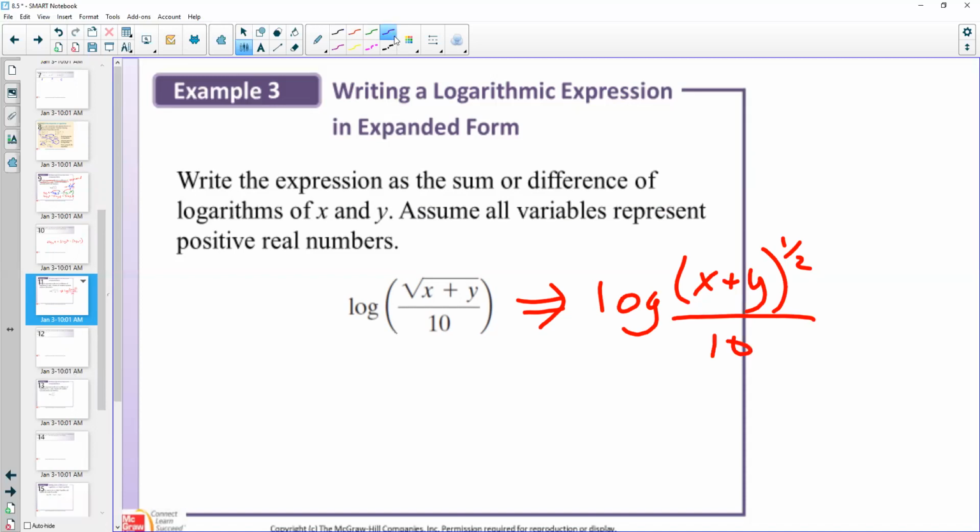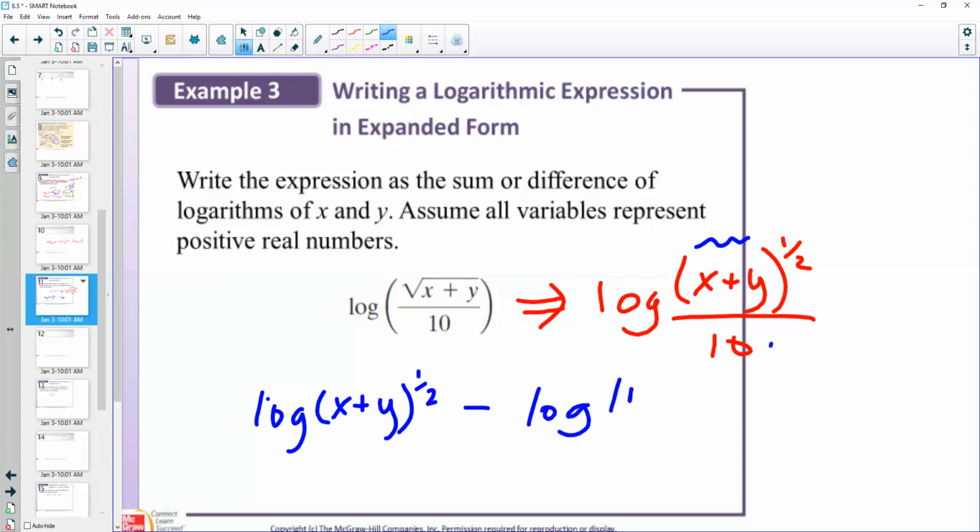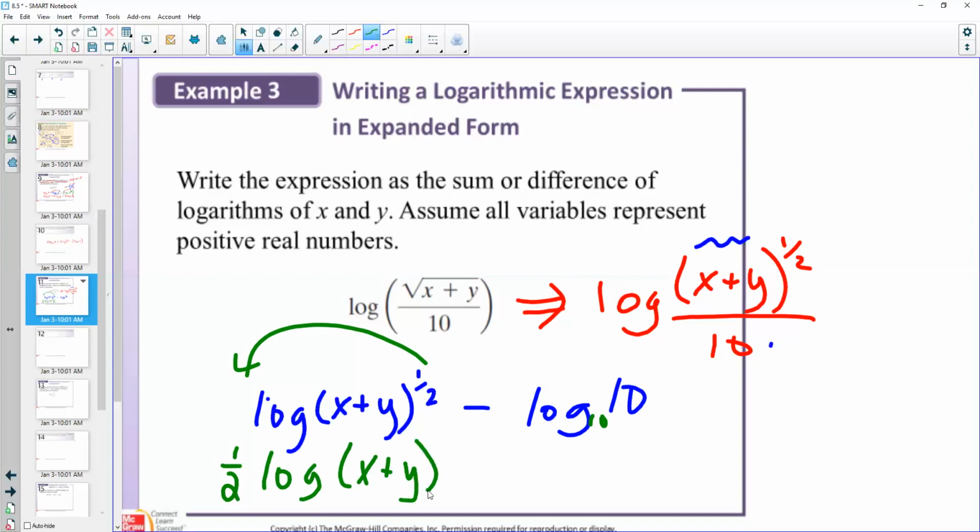Now I'm going to expand. So this is already an addition. I can't pull it apart. So I'm going to write it as log of x plus y to the half. And then this is being divided, so I'm going to subtract, minus log of 10. Now, remember there's a 10 implied here, right? So I have to do 2 things in the next step. First, I have to pull that exponent to the front. So I'm going to get half log of x plus y. And that piece is done.